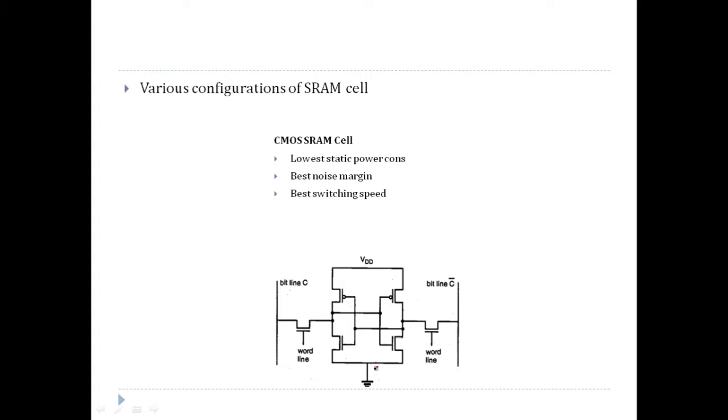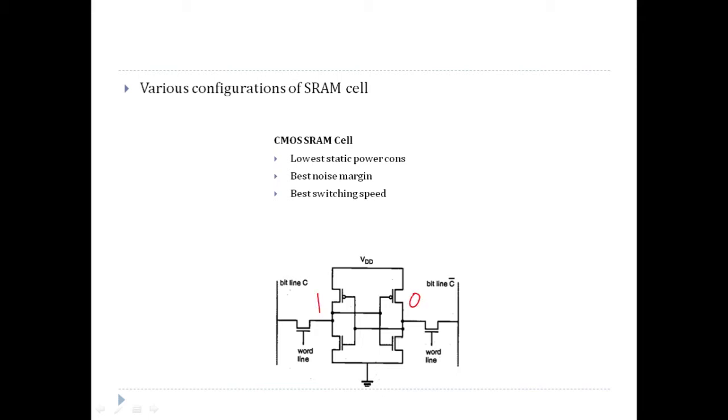Third configuration is CMOS SRAM cell. In the CMOS SRAM cell, it has all the advantages that static CMOS circuit has. So it's lowest static power consumption. We'll see this point with one example. Let's say 1 is stored in this cell.